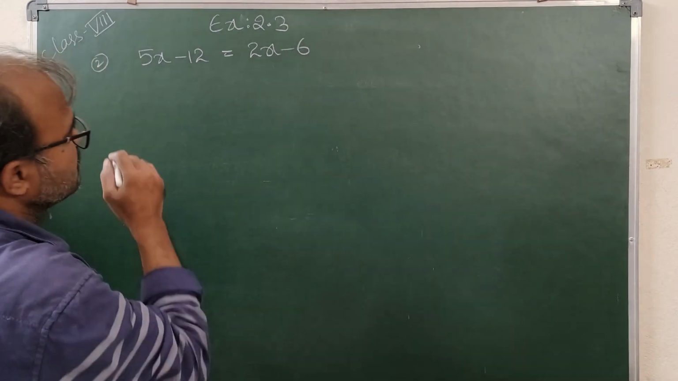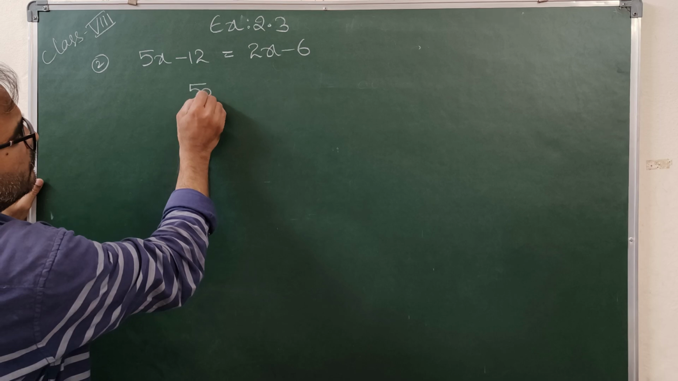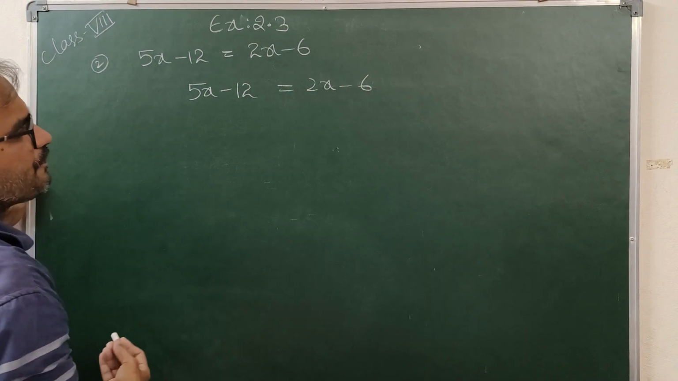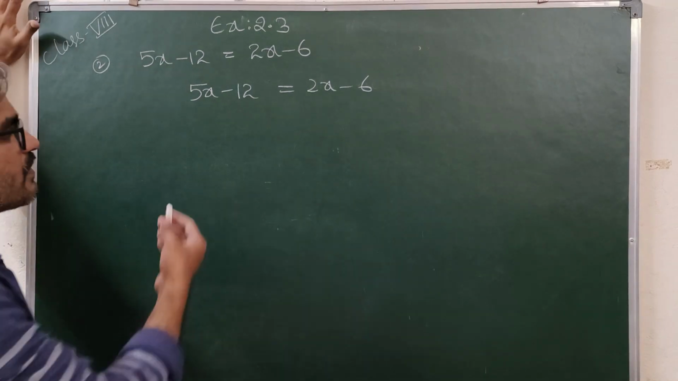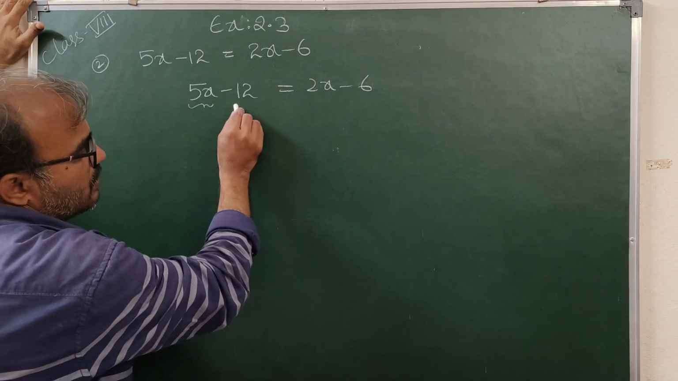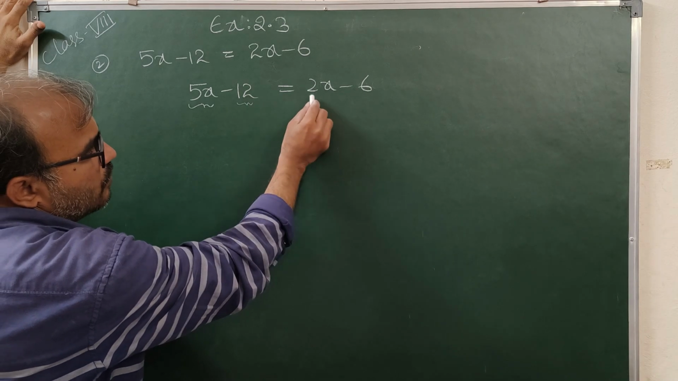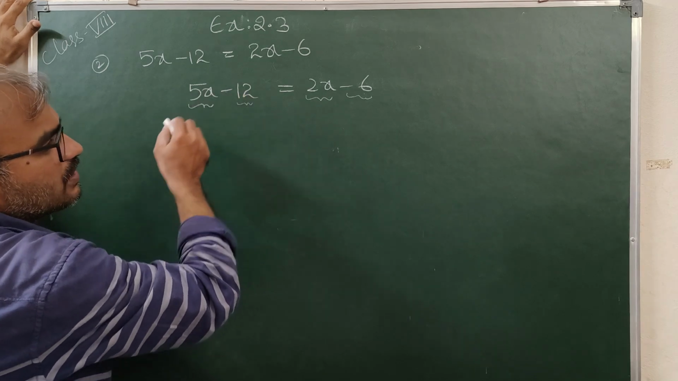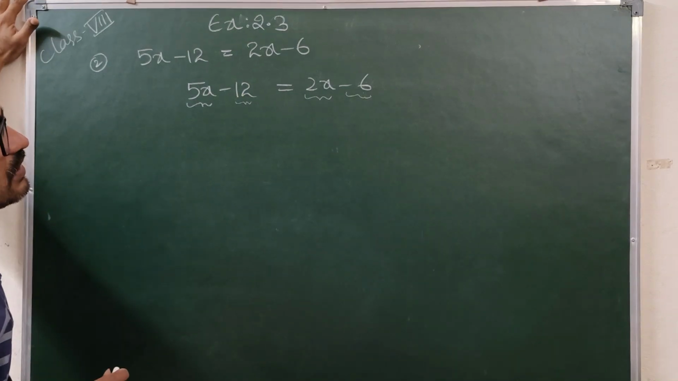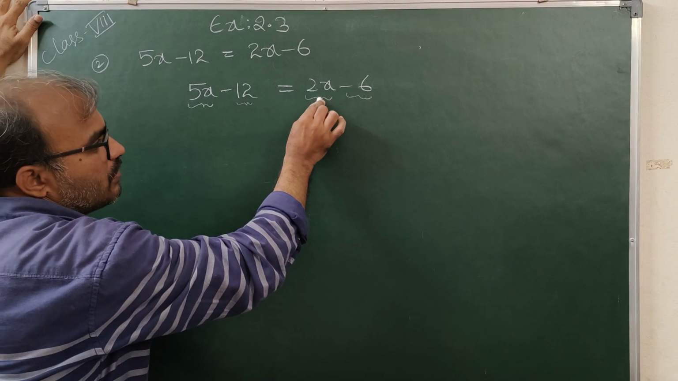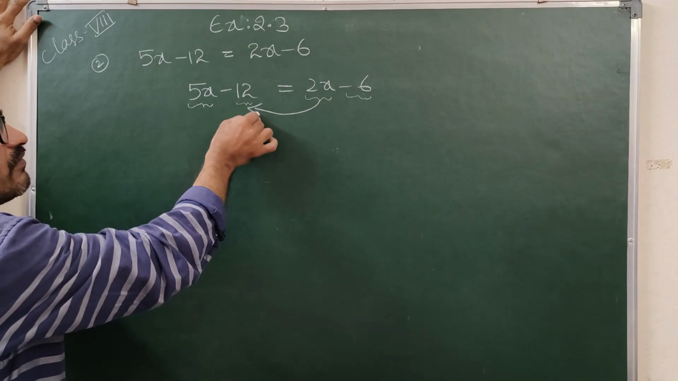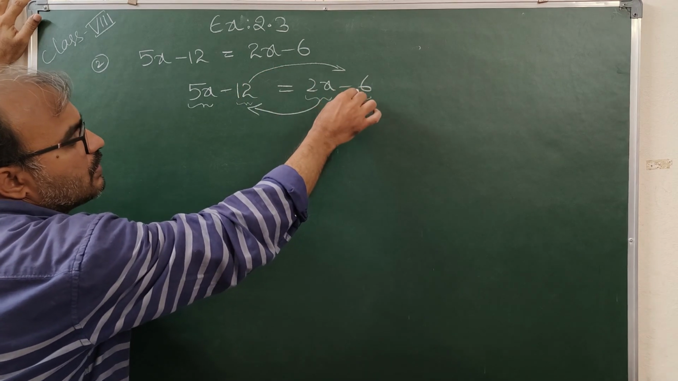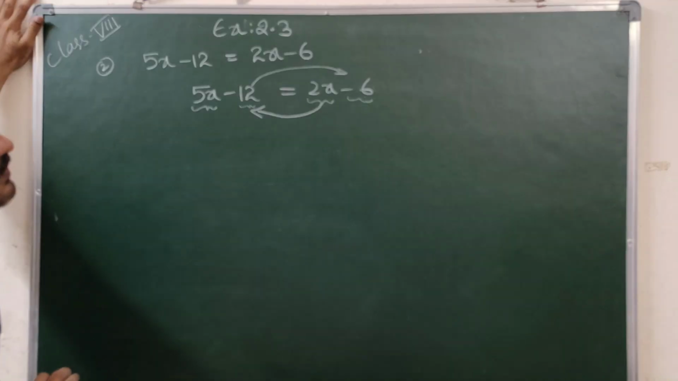Now let's write the question once again. 5x minus 12 equals 2x minus 6, right? So now, 5x is a variable term, 12 is a constant term, 2x is a variable term, minus 6 is a constant term. Here you have to remember minus 12, minus 6, you should not get confused there. Now, all the variable terms generally will be taken to the left side, all the constant terms will be taken to the right side, but it is not necessary, right?